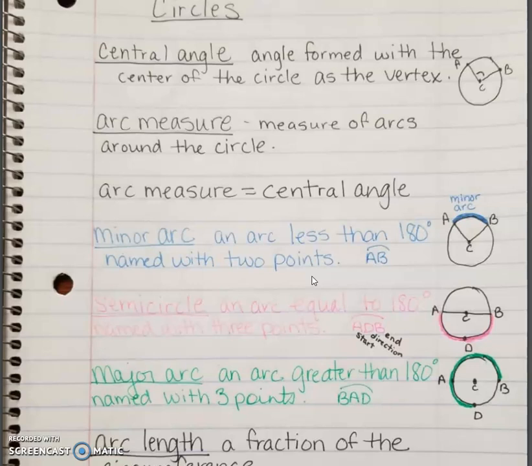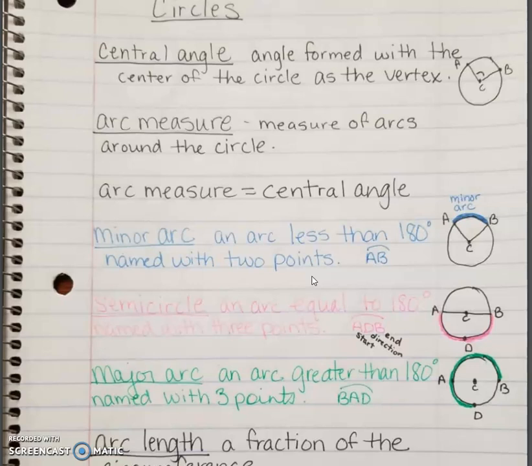So when I come over to my circle, my blue piece here is the minor arc, and it's minor because it's less than 180 degrees, and you'll notice it's only labeled with 2 letters. It's where it starts and where it ends. So if you see anything labeled with 2 letters, they're indicating a minor arc, and that's going to be less than 180 degrees.